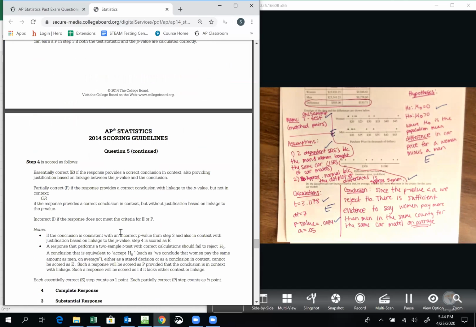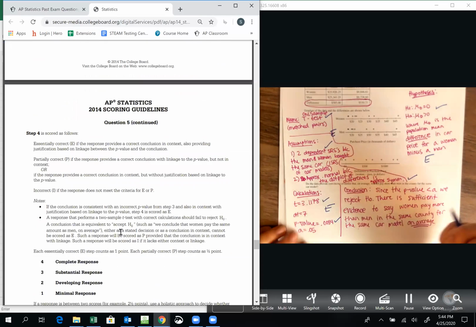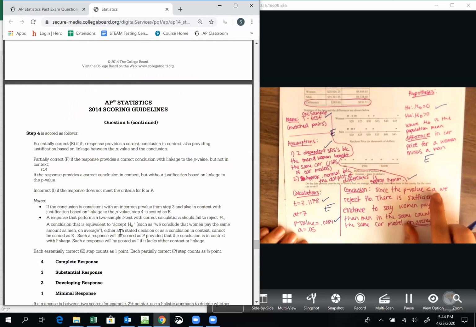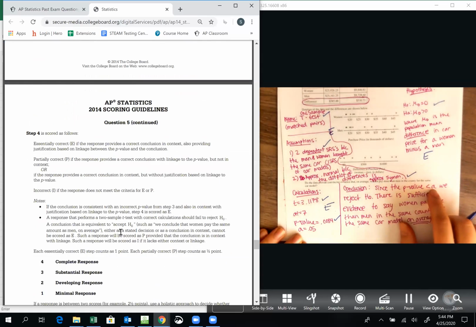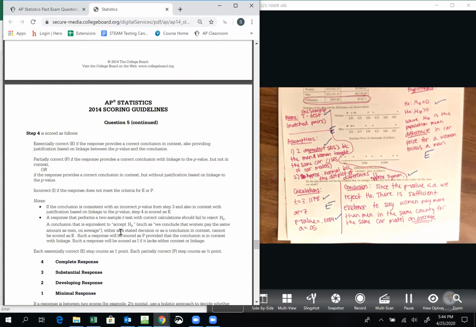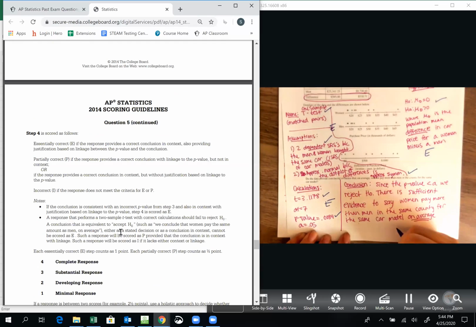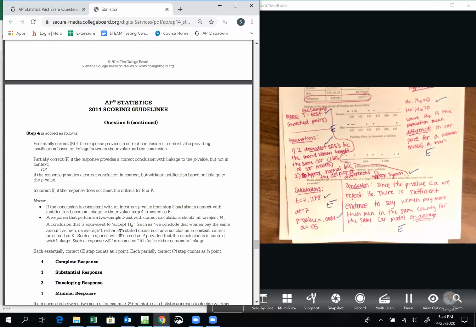A correct conclusion in context, also providing justification based on linkage with the p-value. Since the p-value is less than A, what's A? You had to define A, or you needed to say 0.05 here. We reject H0. There is sufficient evidence to say women pay more than men in the same county for the same car model on average. Sure, I have everything. Essentially correct. Yes, yes, yes. Let's look at the notes.